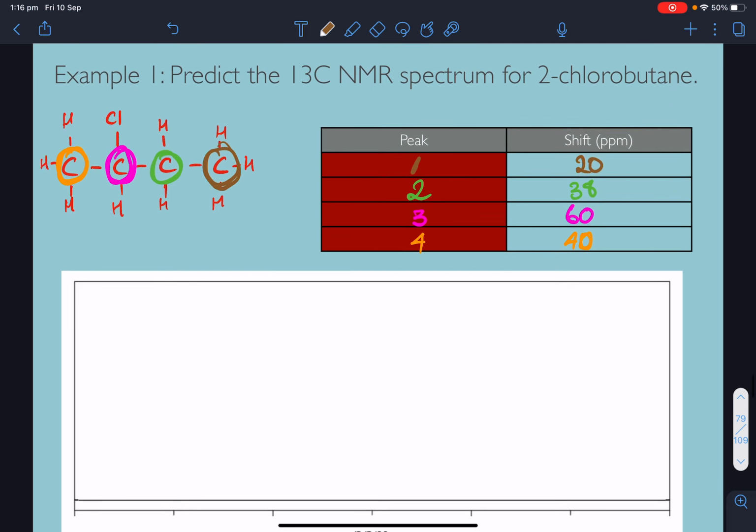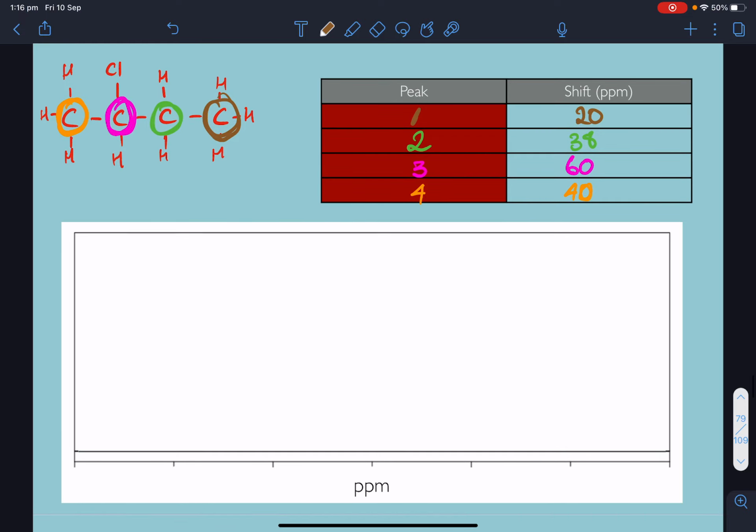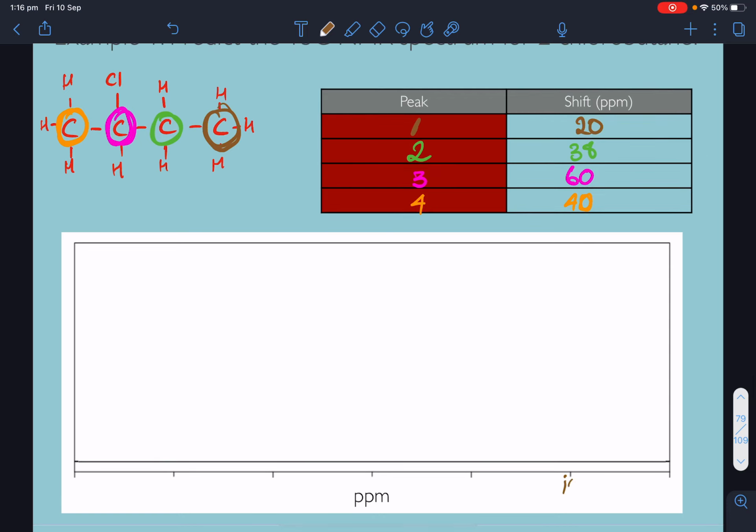So we're not going to get any multiplicity. We're not going to get any splitting. It's just the number of peaks and the shift for them. So this is nice and easy. Have we got a scale on here? Well, no, I don't. But that's okay. I can do 10, 20, 30, 40, 50, 60. I can do my own scale on there. So let's do that pink one at 60, or just below it, and let's label it 3.